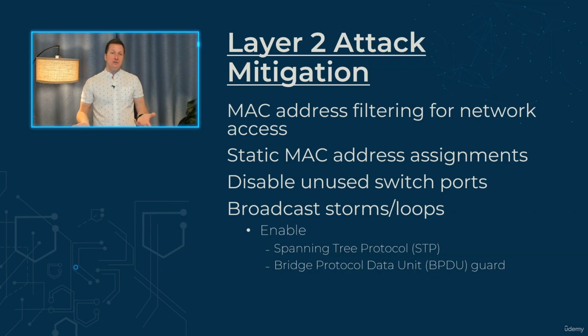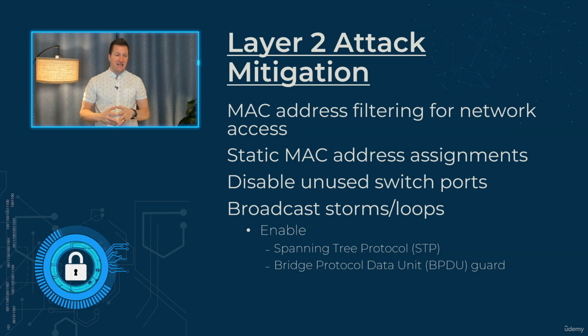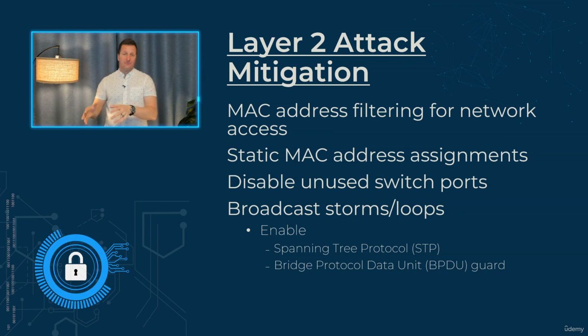So what can we do to mitigate layer 2 attacks? Well, one is to make sure we limit who gets on the network in the first place. We don't want malicious actors on our LAN. So we could do that with MAC address filtering to allow only certain devices on the network. But of course, take that with a grain of salt. MAC addresses can be forged, as we know.